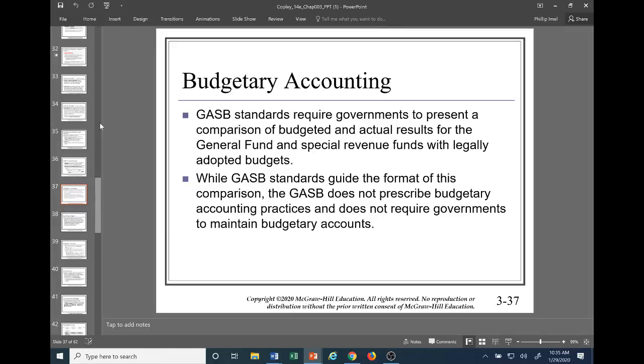While GASB standards guide the format of this comparison, the GASB does not prescribe budgetary accounting practices and does not require governments to maintain budgetary accounts. Okay. And this is so because budgetary accounts are not displayed in any of the financial statements. It's more of an internal tool for governments to use and to help them maintain budgets. So the budgetary accounts and budgetary ledgers are not going to show up anywhere within the financial statements. Okay, so that's important to know. But they do require you to maintain the budget.